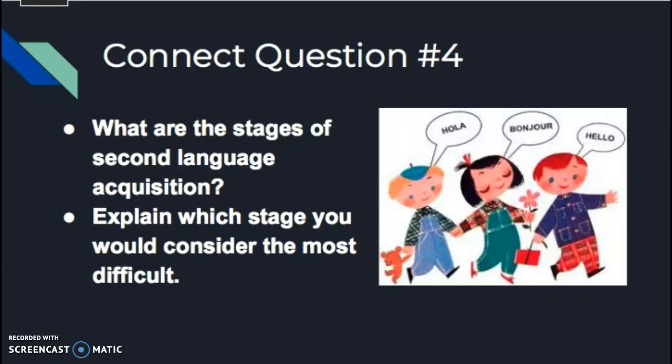The pre-production stage seems to be the most challenging, as CLD students are at the lowest level of second language acquisition. During this stage, CLD students are in the silent period, in which they use nonverbal signals to communicate. They also struggle to understand what is being said. This stage can be really challenging for teachers as well, because many times teachers don't have the necessary skills to communicate with a student who speaks a language different from their own.